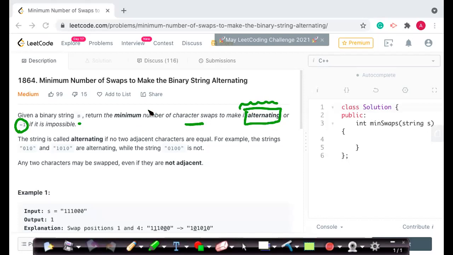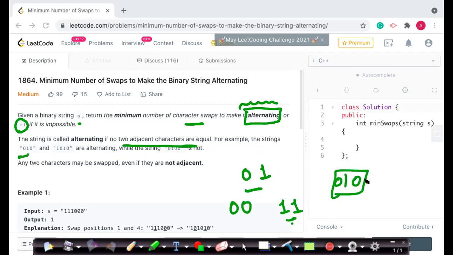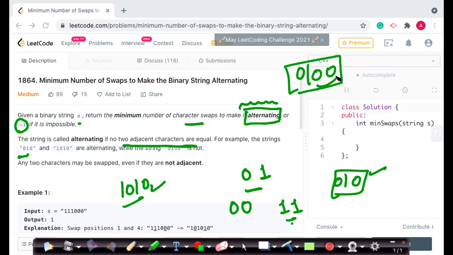First of all, let us try to understand what this alternating means. If the string is binary, then we know that there will be only two characters present in the string, either 0 or 1. A string is alternating means that no two adjacent characters are equal. That is, no two adjacent characters should be 0, 0 or 1, 1. For example, the string 0, 1, 0 is an alternating string. The string 1010 is also an alternating string, but the string 0100 is not an alternating string because 00 is present together over here.